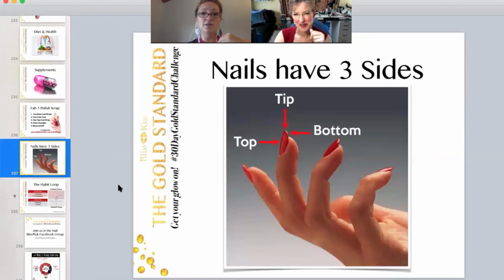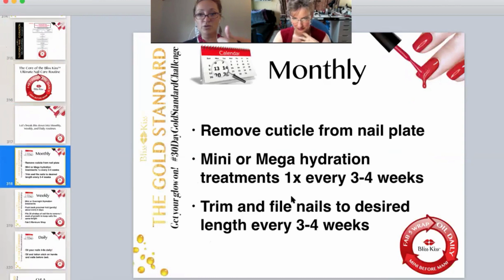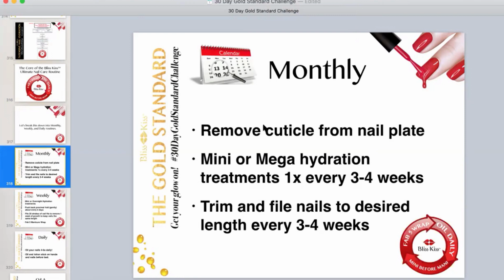All right, back to where we were. So monthly, you're going to want to remove your cuticle from your nail plate. We have videos and articles on that. Mini or mega hydration every 3 to 4 weeks, at least once. Trim and file your nails to the desired length every 3 to 4 weeks. And again, unless you're going 40.